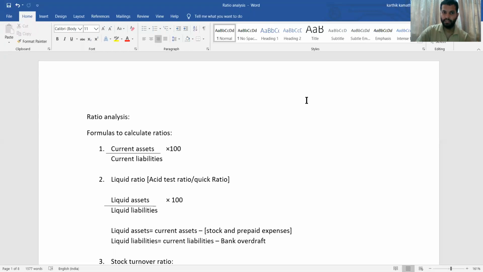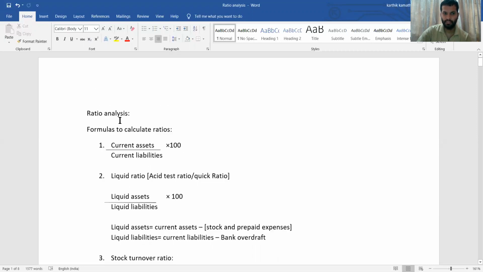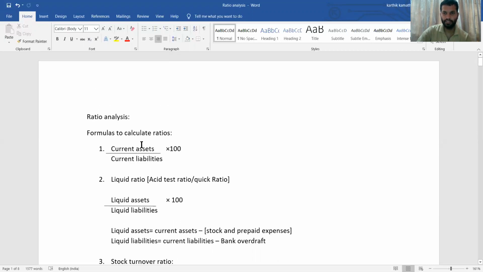Whenever there is a ratio analysis, there are certain formulas which are to be kept in mind. So first, we are going to see the formulas to calculate ratios one by one. First is current asset divided by current liabilities into 100. That is for current ratio. The first formula is for current ratio, that is current asset divided by current liability.